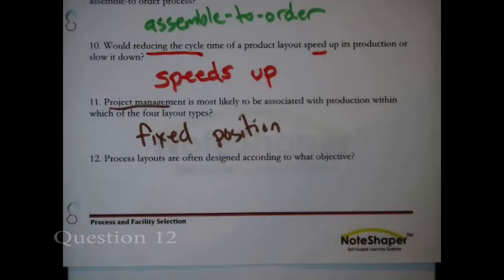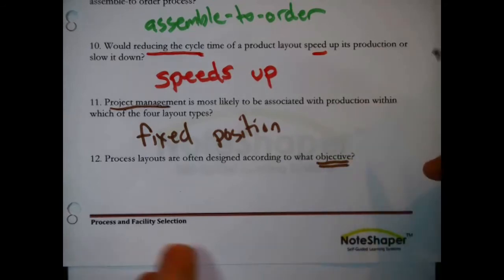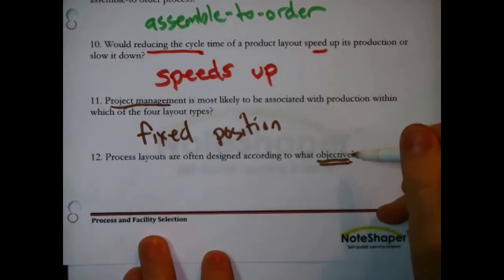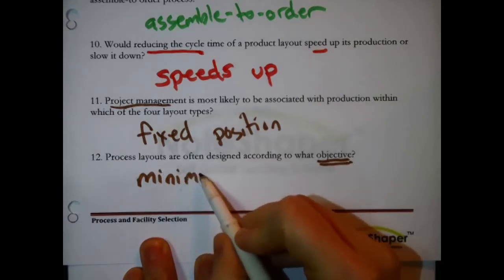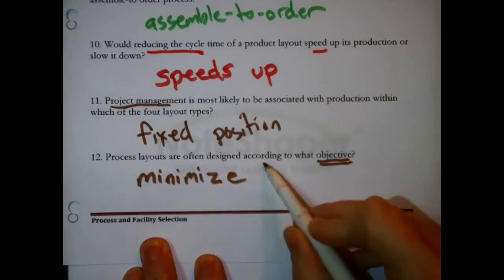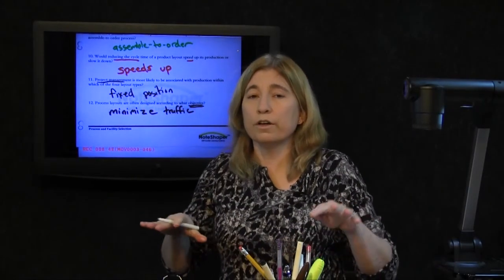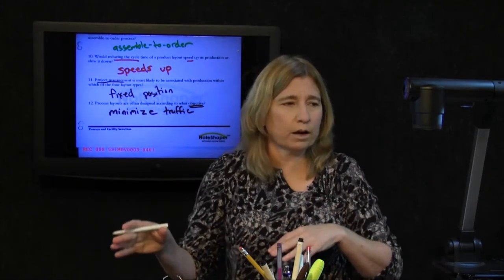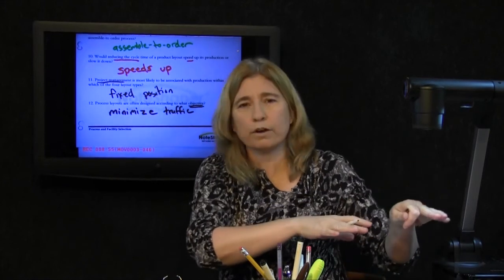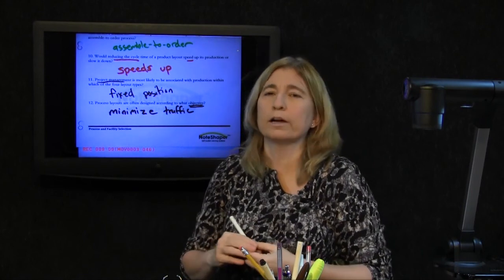Okay, last question. Process layouts are often designed according to what objective, which is to say, what do we want to see out of the design? What makes one design better than another? The classic, although it's not true in all cases, objective is to minimize traffic. You're arranging all those different processes, thus you are creating traffic patterns. How do you decide that this particular set of traffic patterns is better than this particular set of traffic patterns over here? Oh, this one is minimizing the traffic. Oh, all right, then that's our objective.